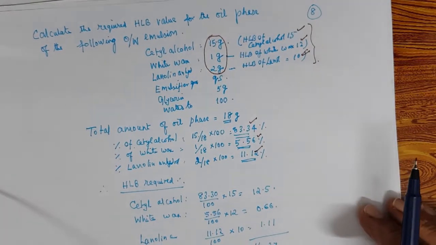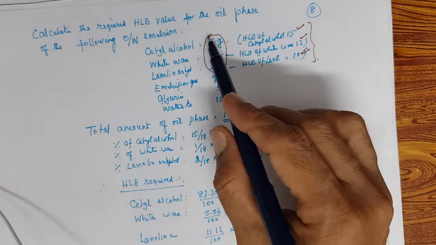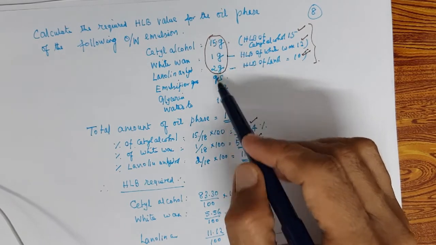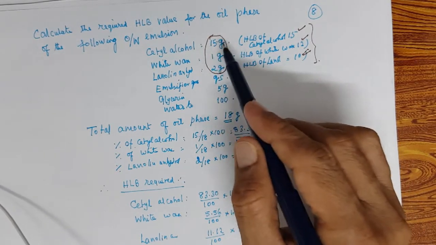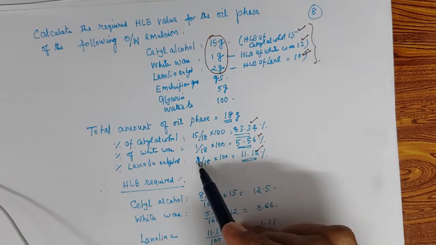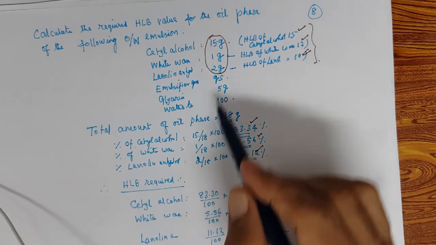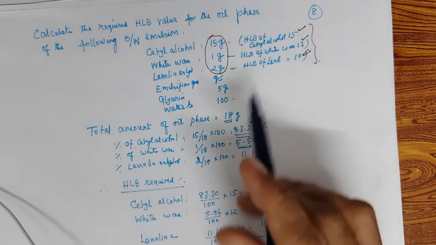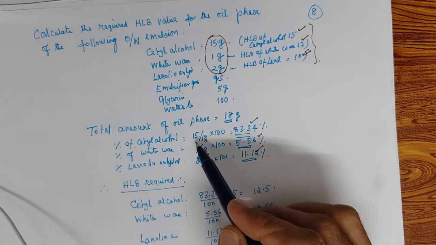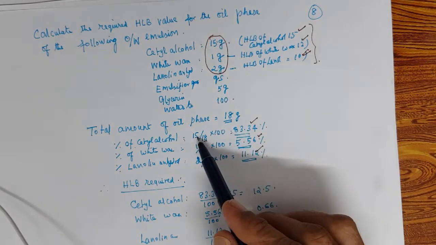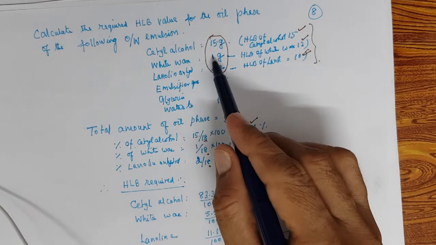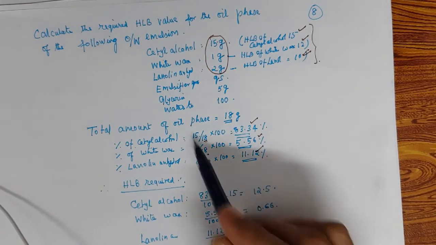So the HLB required has to be calculated. First, add the oil phase alone, excluding the emulsifier. Then in the oil phase, you can see how much is contributed by each, right? Not the entire formula percentage, but the oil phase alone. See, total oil phase is 18 grams, right? So cetyl alcohol is 15, 15 by 18 into 100, this percentage. Paraffin wax is 1 by 18 into 100, this percentage.